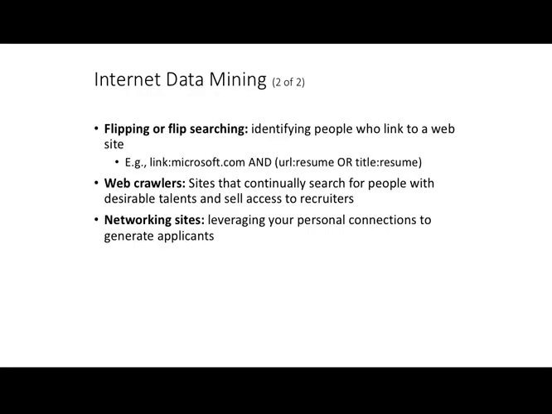So here's a couple of different ways you can do internet data mining. Number one, you could do flipping or flip searching, which is identify people who link to a website. So you could link to a company, maybe like Microsoft, where you could link to their stuff, see who's searching on their website, and see if they've got resumes online, those kinds of things. Web crawlers, sites that usually continually search for people with desirable talents and they sell access to recruiters.